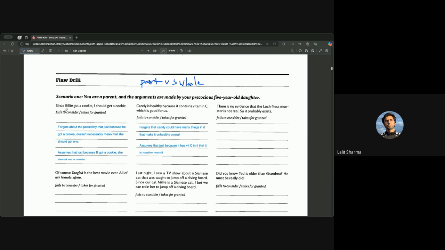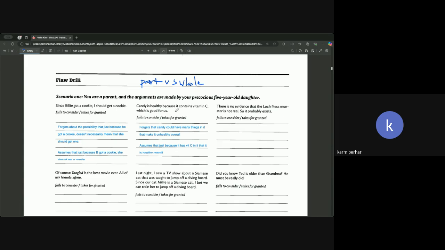So why do you think I say that this falls into the part versus whole fallacy? And what do you think part versus whole is referring to? I actually have no idea. No? Okay, maybe I'll ask it in a different way. So there's a part and a whole in this. What do you think would be the part, and what do you think would be the whole in this argument?